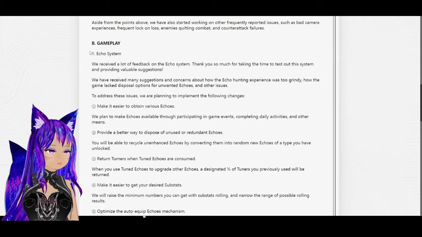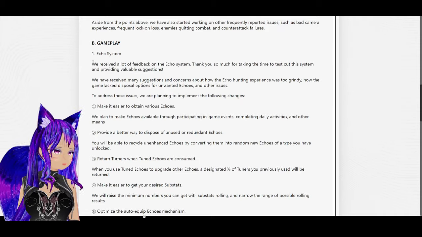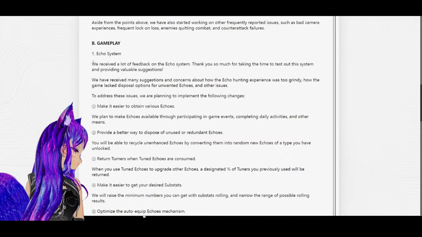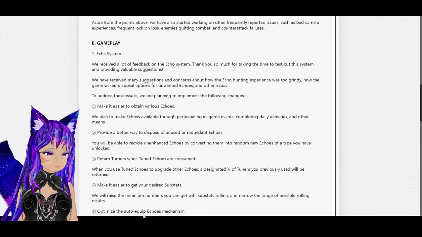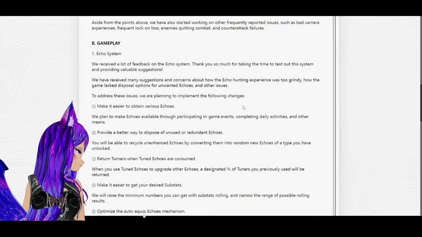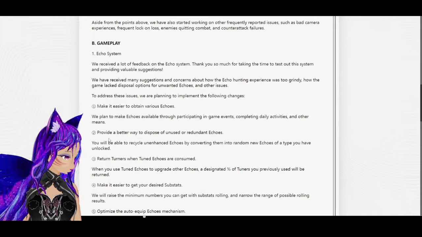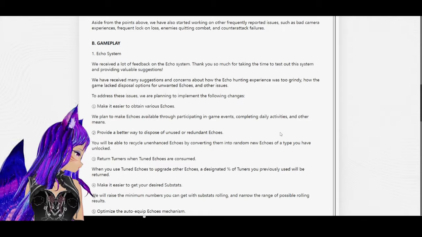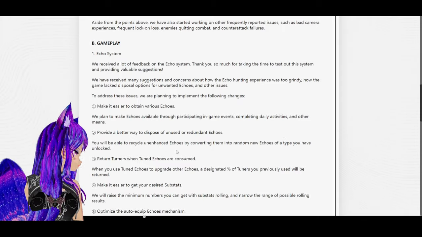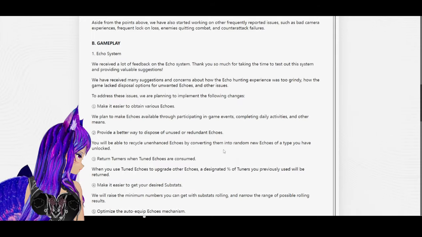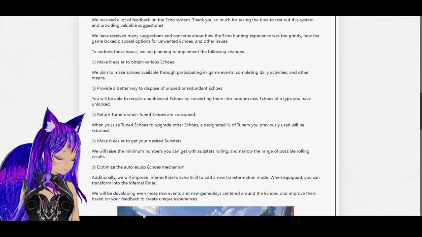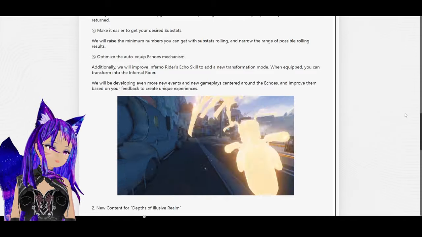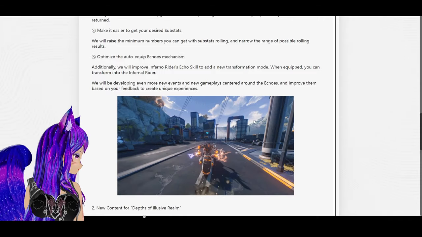Now the gameplay. The good news for everyone out there worrying about the echo: they said they're going to fix the ecosystem. They're going to make it a bit better, and they're going to make it easier to get them, like by doing daily activity, game events, and better stats and better substats. What I mean by better substat is they're going to make it easier to get your desired substat, which is good news. And they're going to make a lot of improvements, and they're going to create new events and new gameplay around the ecosystem and the echoes, so that's a W.